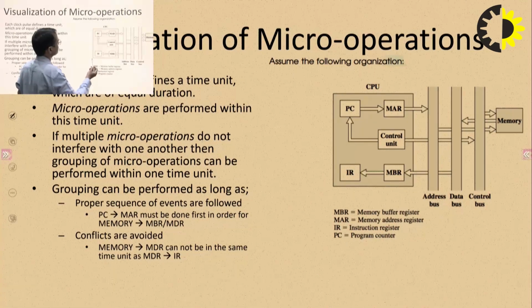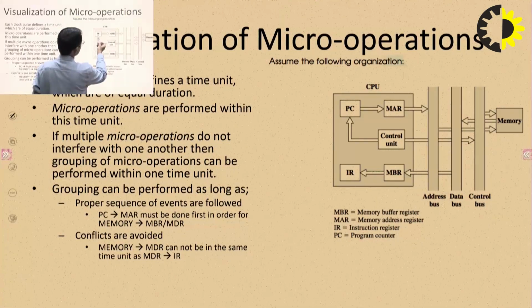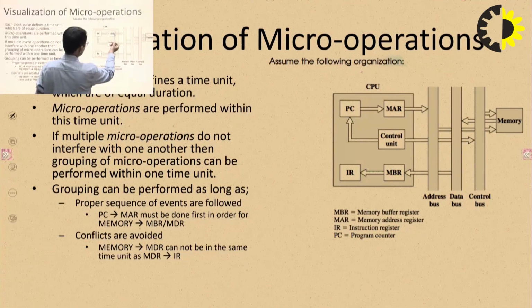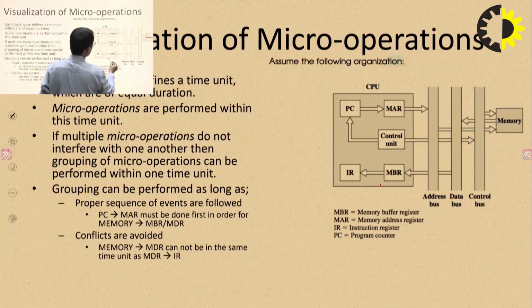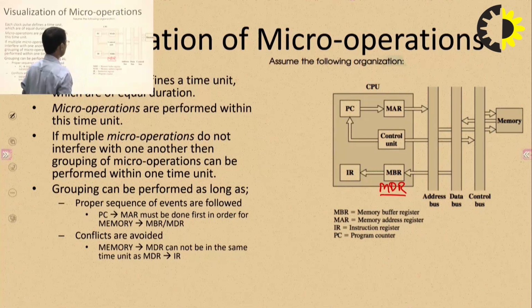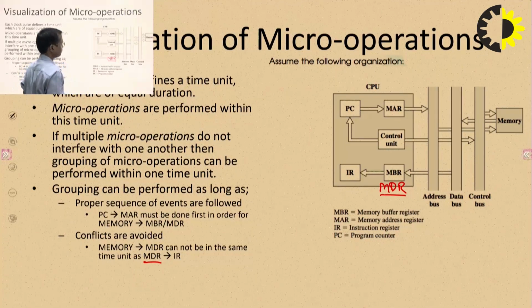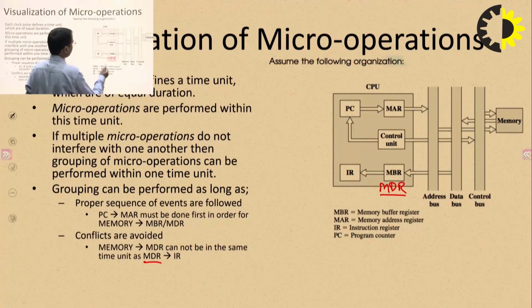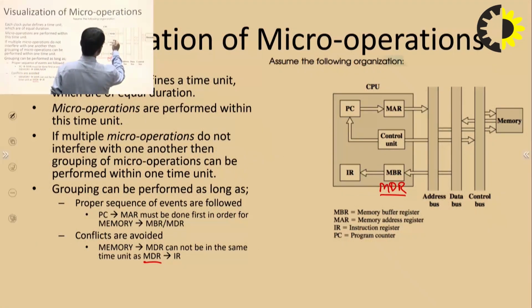Now, if we see this pictorial diagram of the multiple blocks within the CPU, we are earlier familiar with the CPU having multiple registers like program counter, memory address register, control unit, memory buffer register, and it is also called MDR in the various books. So, that is why I have used the board notation MBR in the diagram, and we are using MDR in the text here.